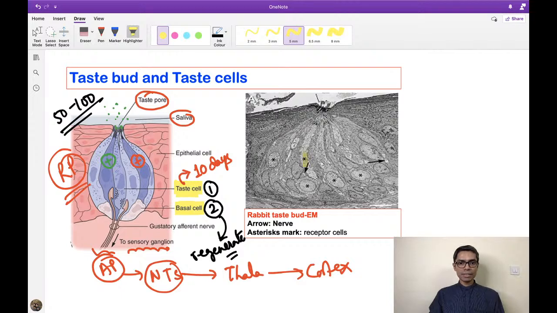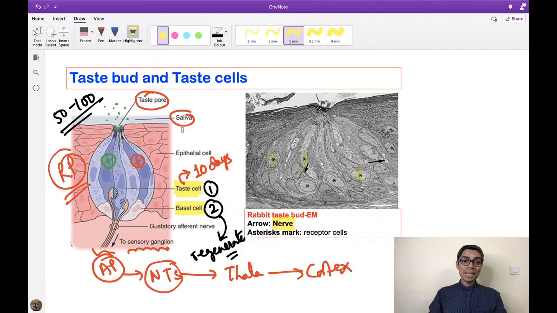You can easily find these asterisk marks. They are nothing but the cross sections of the different types of taste cell, and these arrowheads are nothing but the sensory neuron which you are finding here. So bottom line, on the surface of your tongue there are papillae. Inside the papilla there are multiple taste buds. Inside the taste bud there are taste cells, and this taste cell contains microvilli. At the microvilli level there is the presence of receptors.